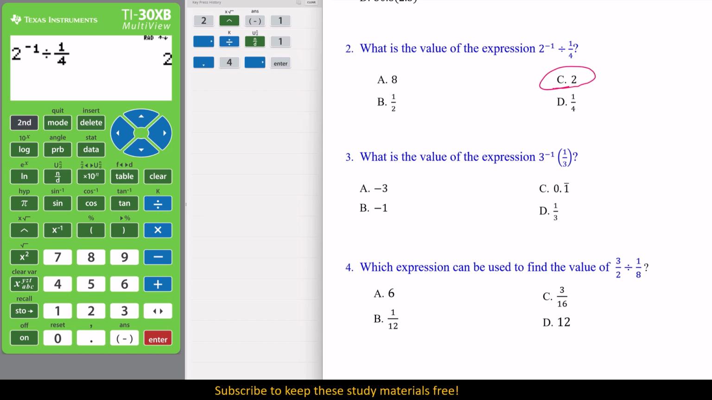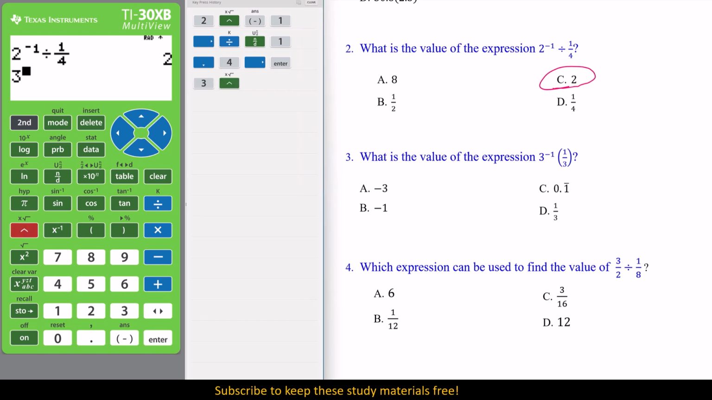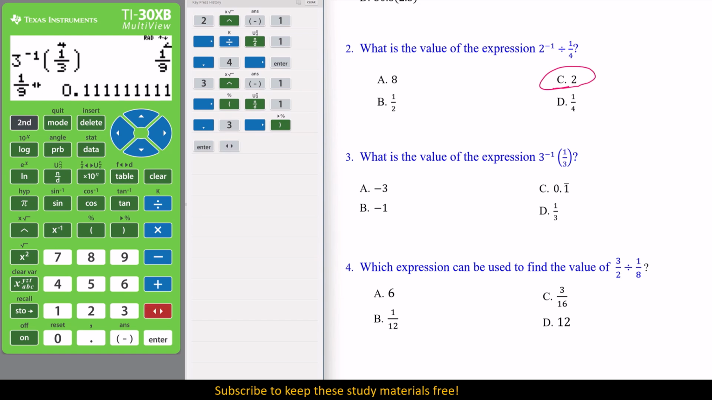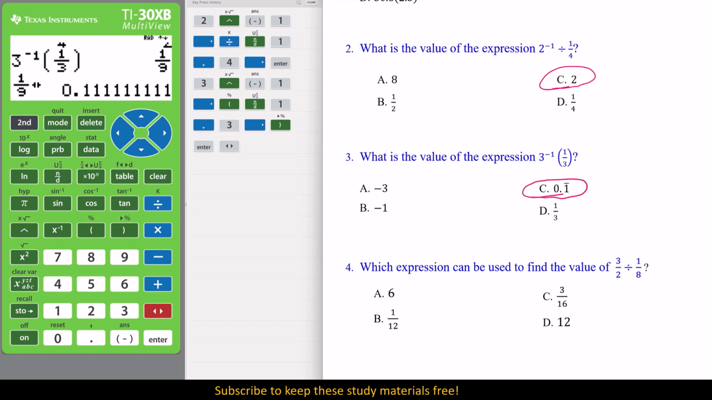Now let's look at number 3. It says, what is the value of the expression? Same thing as above. They're all the same, it looks like. Type it in like you see it, just as before. So 3, caret up, -1, arrow over, parentheses, fraction, 1 over 3, arrow over, push enter, 1/9. But we don't have that option. Don't stop there and think you did something wrong. Always push the toggle to check it out. And we do have the correct value. That would be option C.